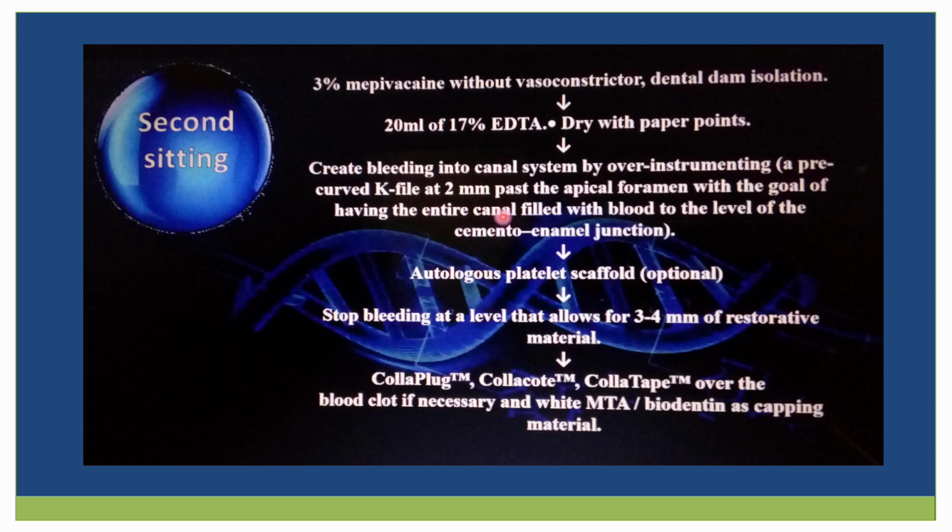After this, you will place an autogenous platelet scaffold. We saw scaffolds of various origins. You might choose any one, which is optional. After this, you have to stop the bleeding at a level that allows 3 or 4 mm of restorative material. Then you will place a CollaPlug, CollaCote or CollaTape over the blood clot if necessary, using white MTA or even Biodentine as the pulp capping material.